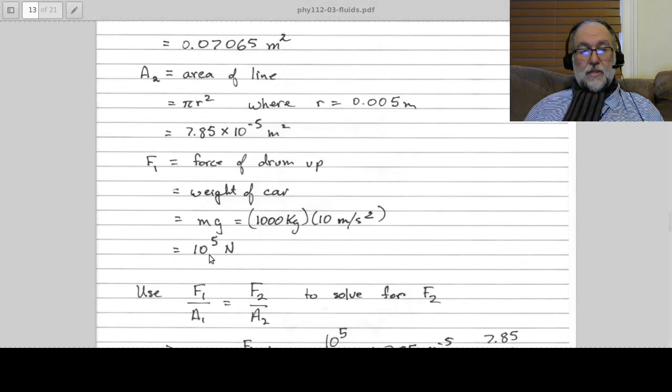And so that F1 is 10,000 newtons. We want to know how much force we have to apply to the fluid. That would be done with a pump. You just basically have a pump. So you would say, well, how much force does that pump have to apply?